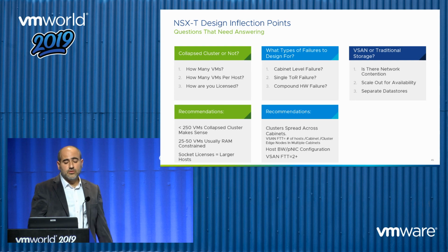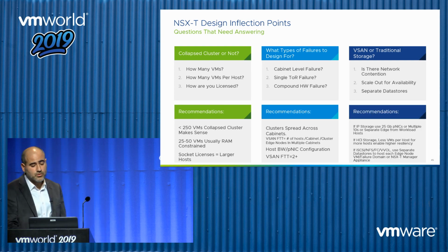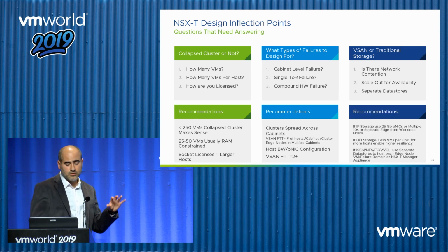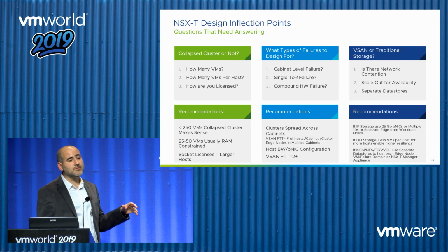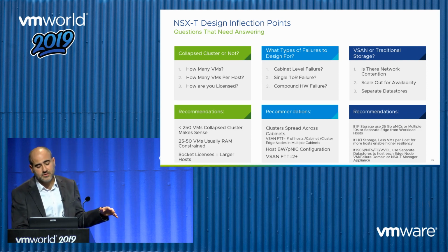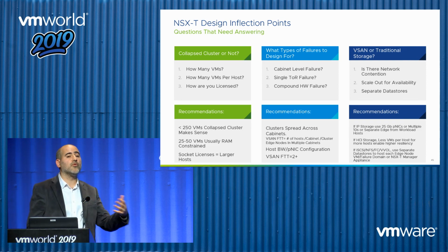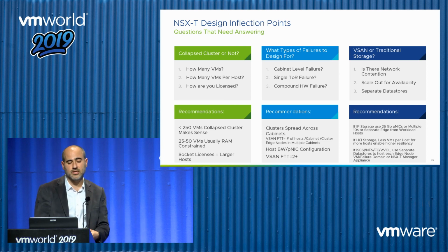With vSAN or traditional storage approach, what I need to highlight on this specific slide is, with the HCI storage, that means usually fewer VMs per host to provide more hosts with a higher resiliency in your architecture.